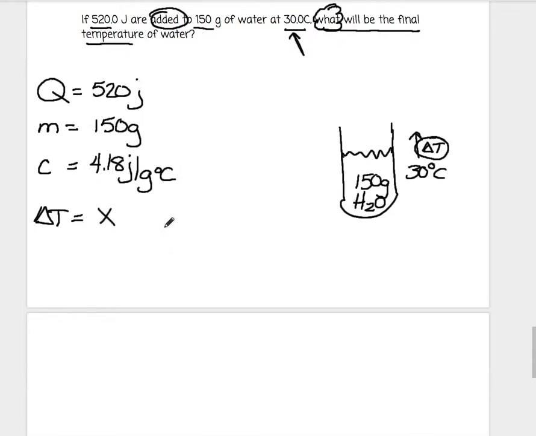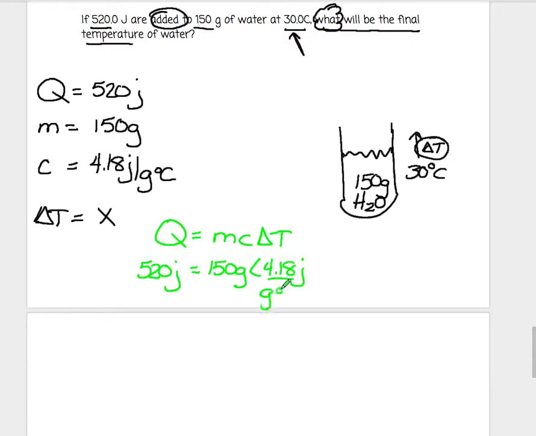Okay? Alright, write our formula down. Let me change colors so that it shows up better. Q equals MC delta T. I have 520 joules equals 150 grams times 4.18 joules per gram degree Celsius. Keep in mind I can use this specific heat because they're talking about water, and my change in temperature is what I am looking for. That's my X.